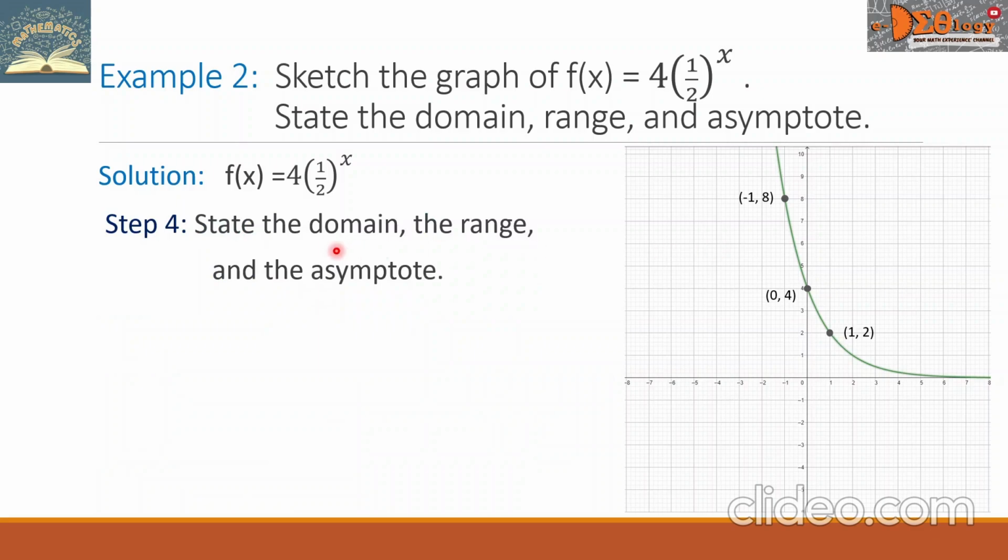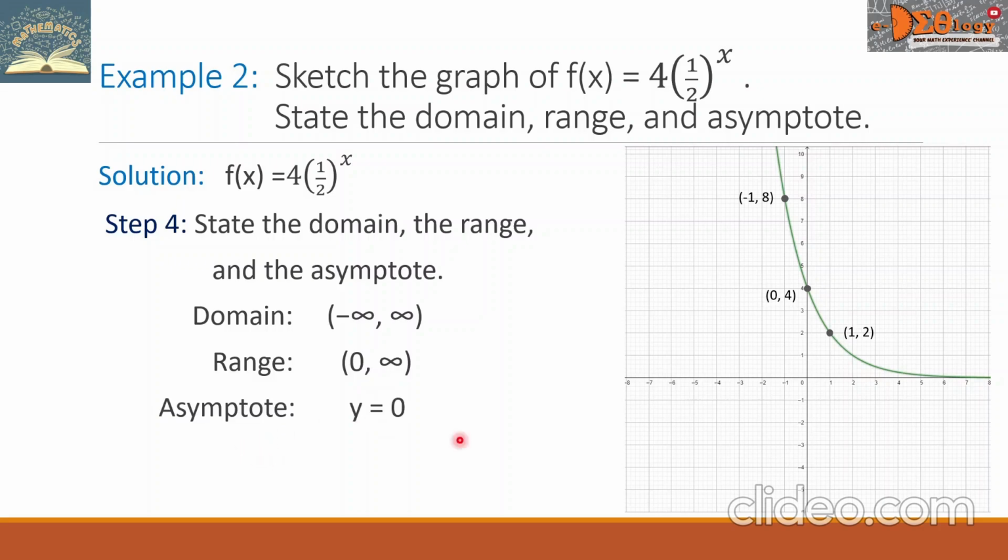Now step 4, let's state the domain, the range, and the asymptote. For the domain, what are the values for x? We can see that the domain is from negative infinity to positive infinity. Then the range. The range are the values for y. By the graph, we see that the range is from 0 to positive infinity, while the asymptote is the x-axis, and the equation is y equals 0.